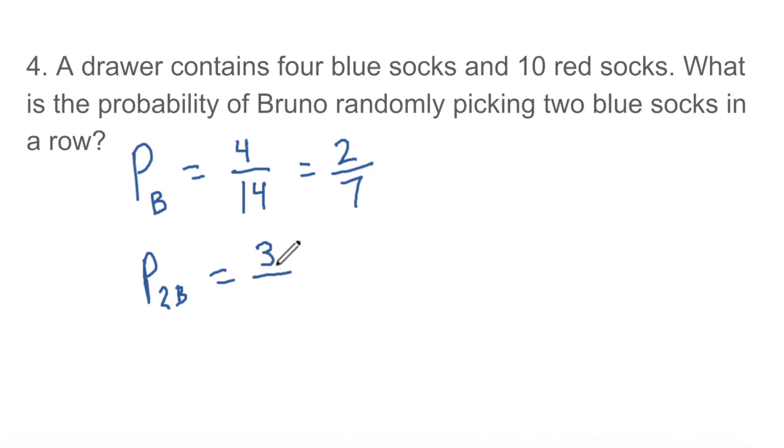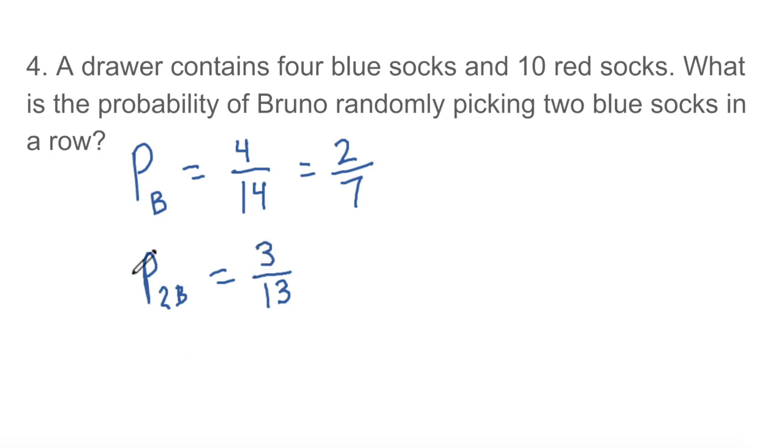Those are the winning outcomes, those 3 blue socks. There are only 3 left of the 4 that started. How many socks total are left in the drawer? Well, let's see, there were 14, but now there are only 13 because he took 1 sock out. So on the second pick, there are 3 blue ones left, and there are 13 total socks left. So the probability of a blue on the second pick is 3/13.